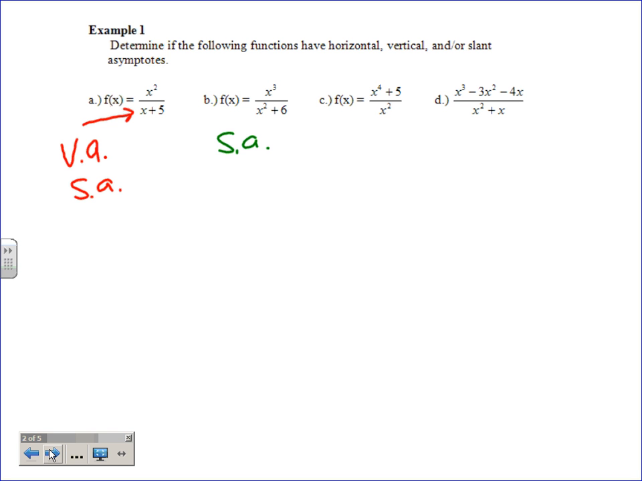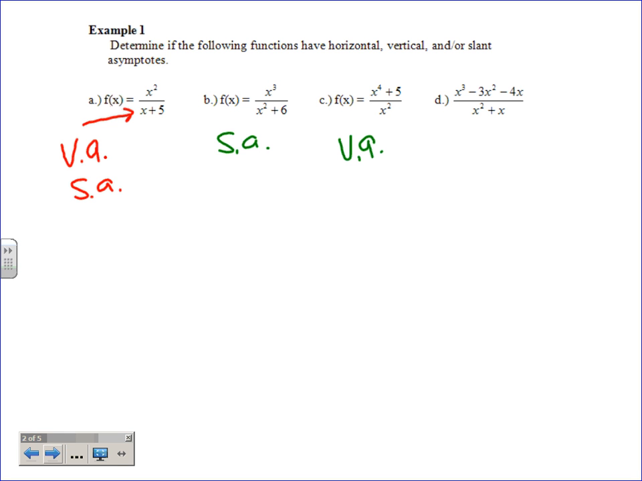So that one right there, is there going to be a vertical for that one then? Can I set the denominator equal to 0 and get an answer? Yeah, what makes the bottom 0? 0. So there is a vertical asymptote. We actually know what it is. It's 0. How about a horizontal?